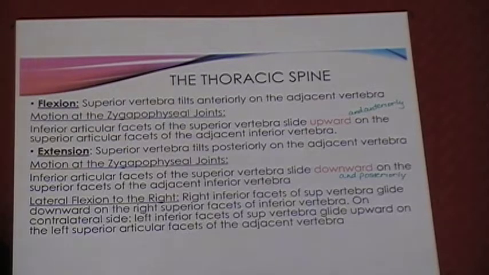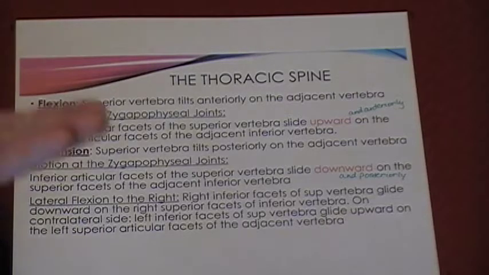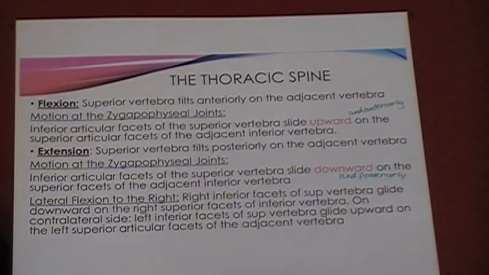Okay, and then with lateral flexion to the right, you're going to have the right inferior facets of the top vertebra gliding downward on the right superior facets of the bottom vertebra, on the side that is side bending to. And on the opposite side, you're going to have the inferior facets of that top vertebra going upward on the superior facets of the bottom vertebra. So the same as what you saw in the cervical spine.